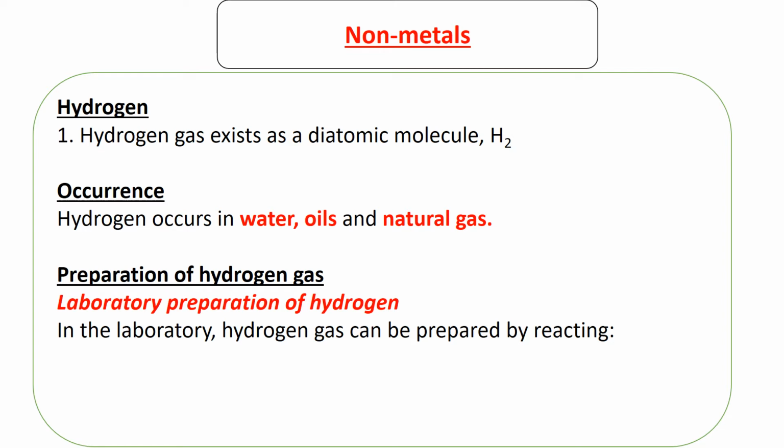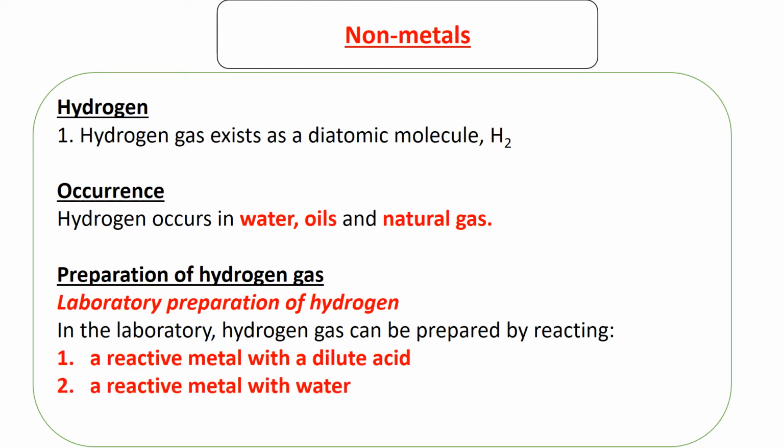In the laboratory, hydrogen gas can be prepared by reacting first a reactive metal with a dilute acid. We learned about the reaction of acids and metals in acids and bases. We also learned this fact when we were doing the periodic table on the properties of group 1, group 2, and transition metals and the likes. So this should be something that you already know. A reactive metal with a dilute acid is going to give you hydrogen.